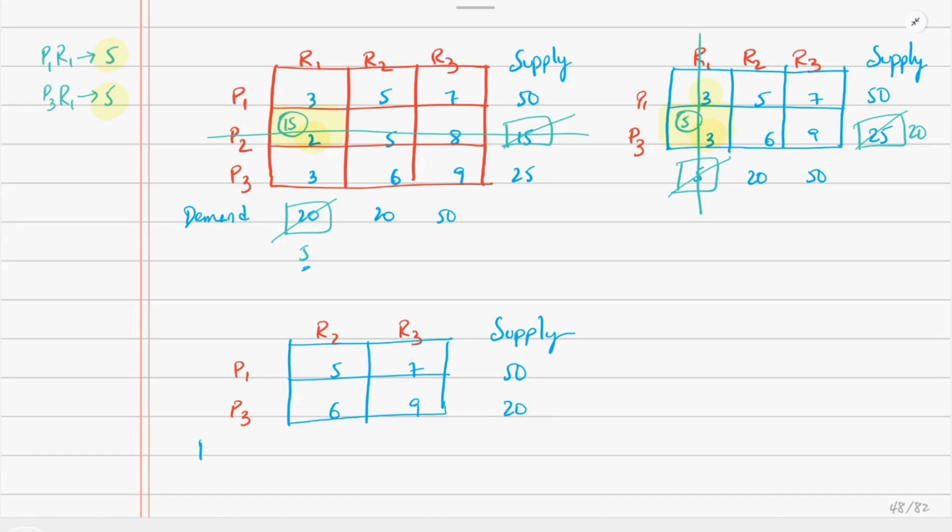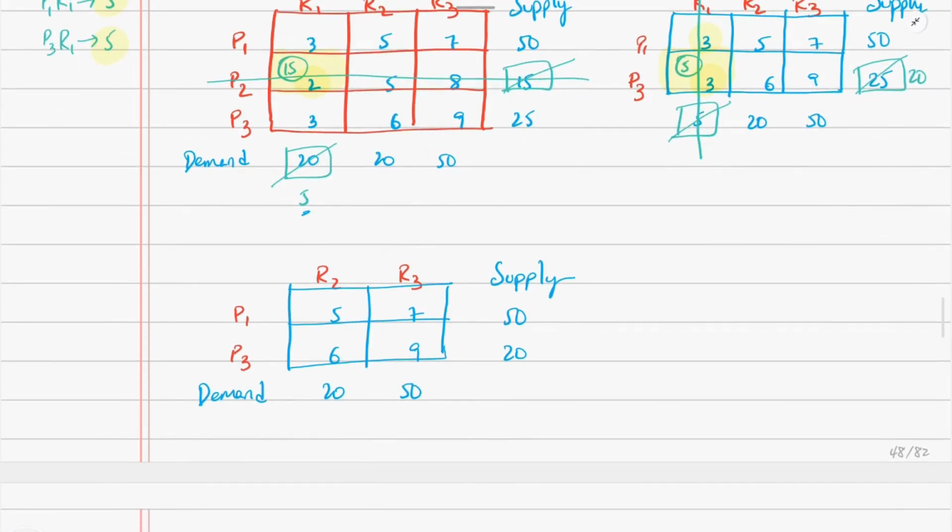When it comes to demand, we have 20 from R2 and 50 from R3. Now again the same old story. What is the least cost among the whole table? We have 5 right here, which is the least cost. We don't have any other cell competing for it. We only have a single cell, so we select the cell and start our allocation.